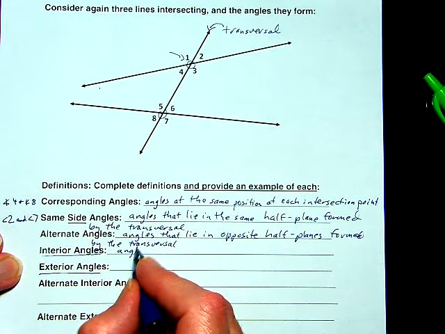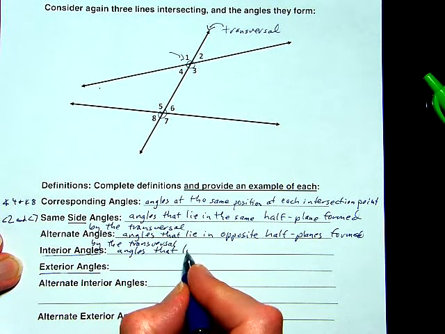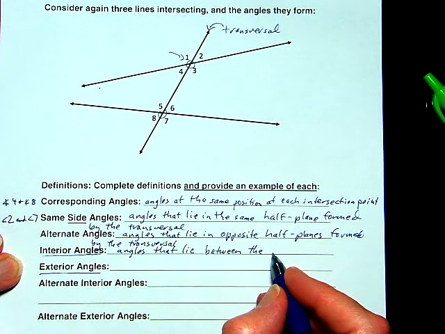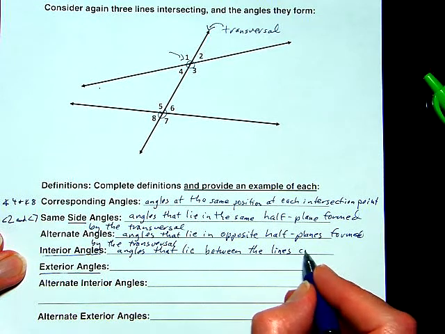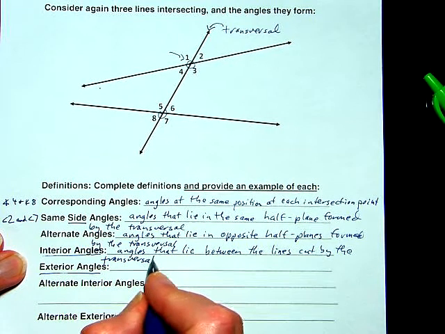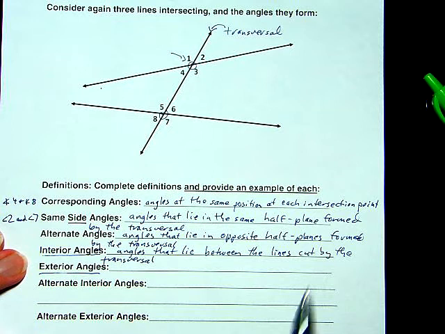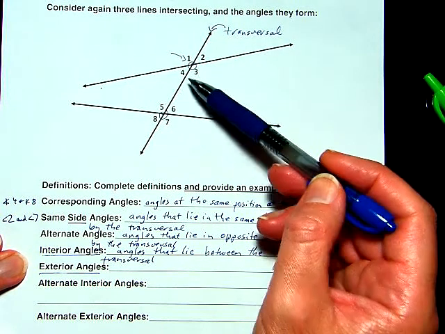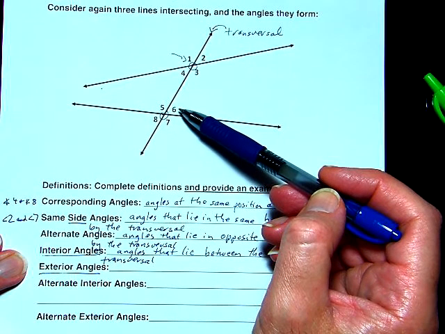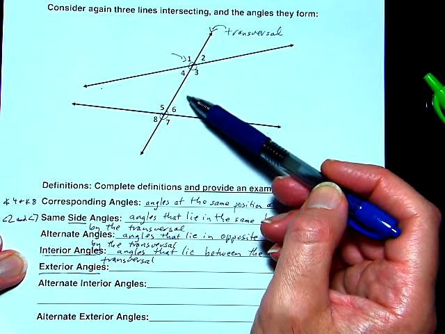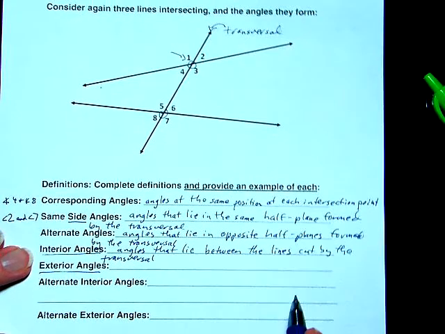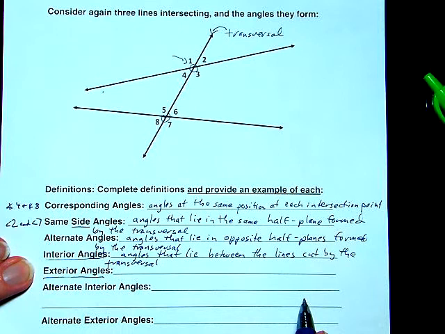So these are angles that lie between the lines cut by the transversal. So, for example, what are such angles? Well, angle 3, angle 4, angle 5, and angle 6 are all interior angles because they're all lying between these two lines. Okay. Now, what would exterior angles be?